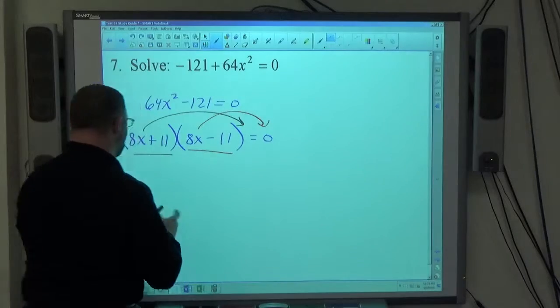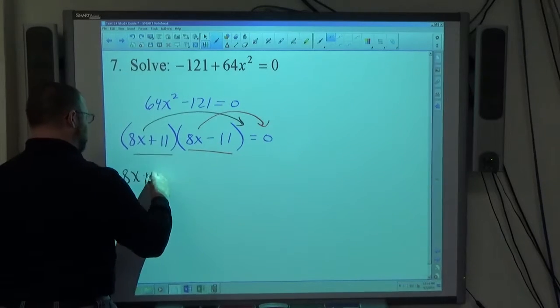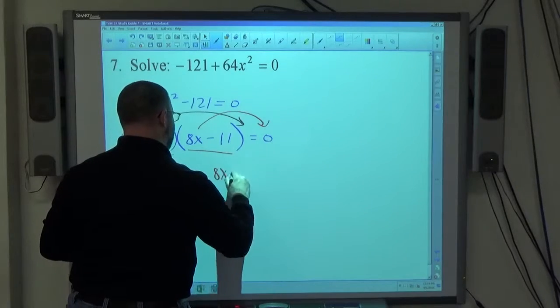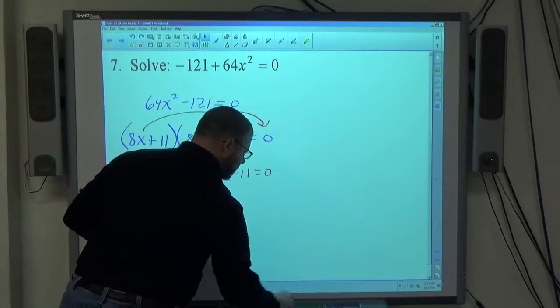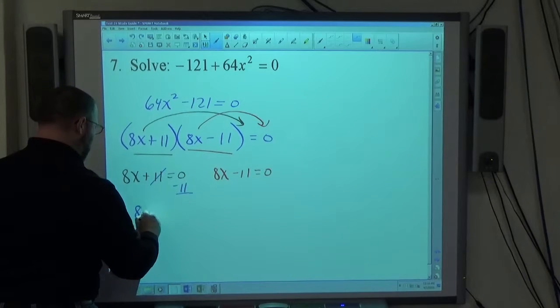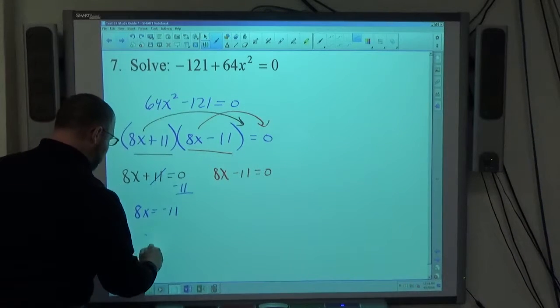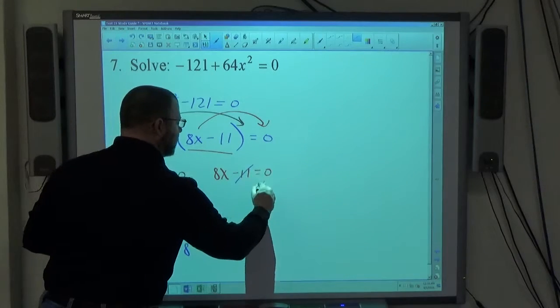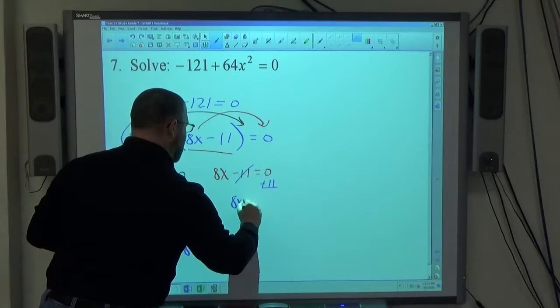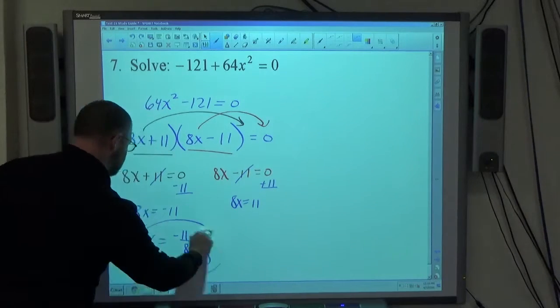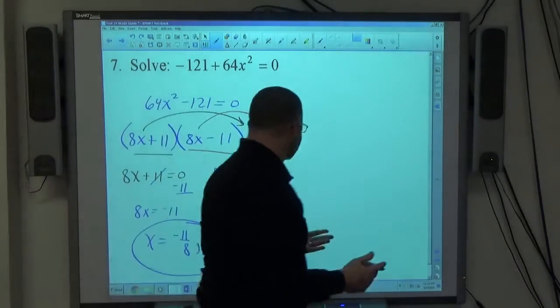So if we go with factor 1, that's 8x plus 11 equals 0. If we go with factor 2, that's 8x minus 11 equals 0. In this case, to solve, I got 2 steps. I got to move the number over, minus 11. That gives me 8x equals -11. Then we divide by 8, x equals -11/8. Over here, plus 11 makes 8x equals +11. Divide by 8, I get x equals +11/8. Those are the correct answers.